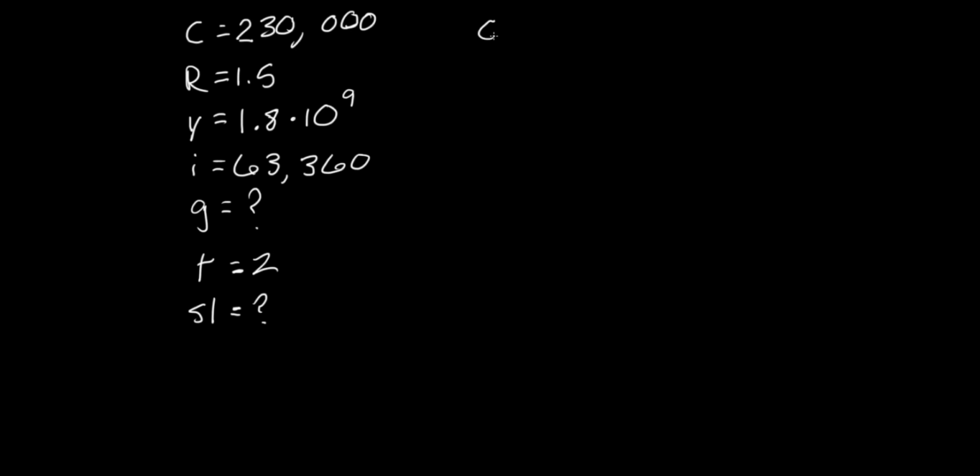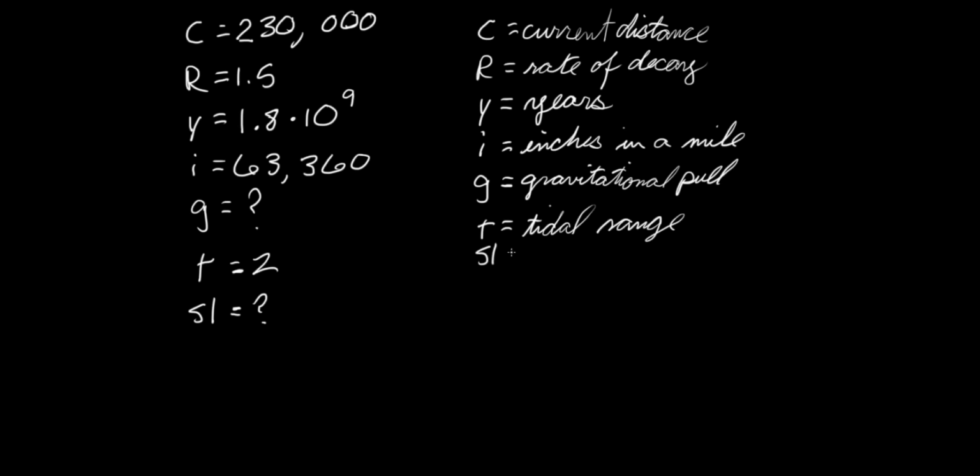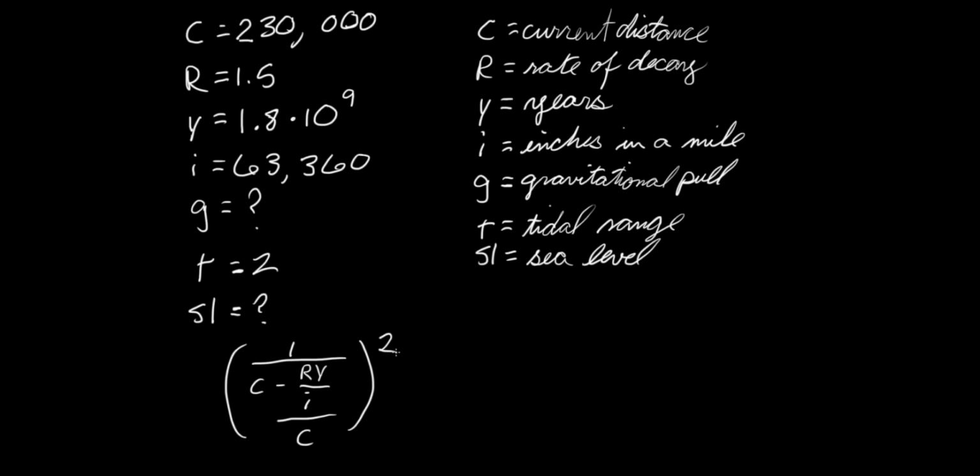In the equation I'm going to write, C is the current distance, R is the rate of decay, Y is the number of years, I is inches in a mile, G is gravitational pull, T is tidal range, and SL is sea level. So to find the gravitational effect of the moon on the Earth from 1.8 billion years ago, the equation is 1 over C minus RY over I over C squared equals G.